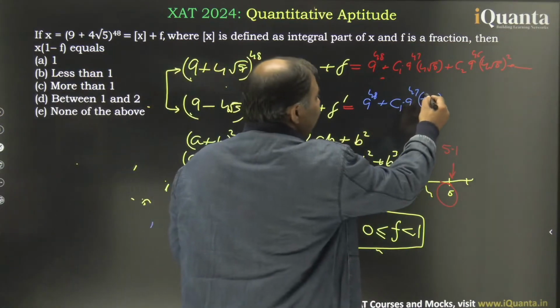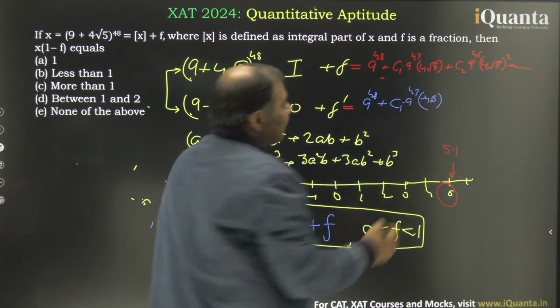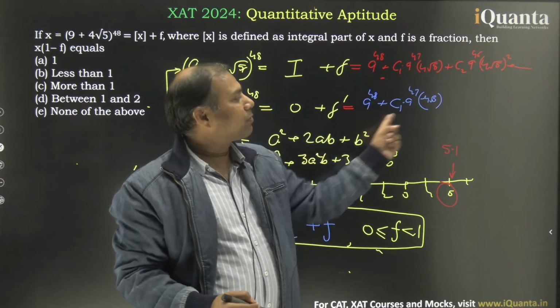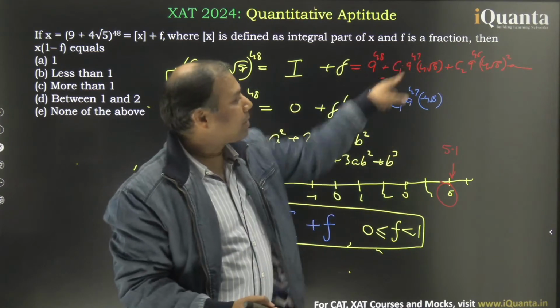It will be minus 4 root 5 with 1 power. Now see this second term here and here. What is the difference? This is a positive term and this one is negative. Right? So these two terms are going to be cancelled.